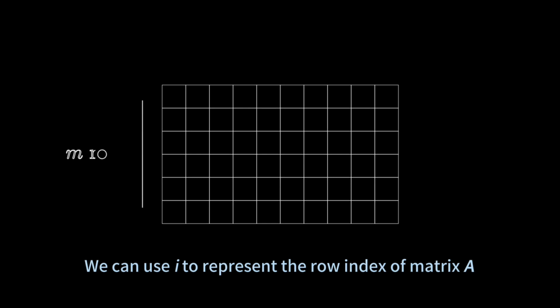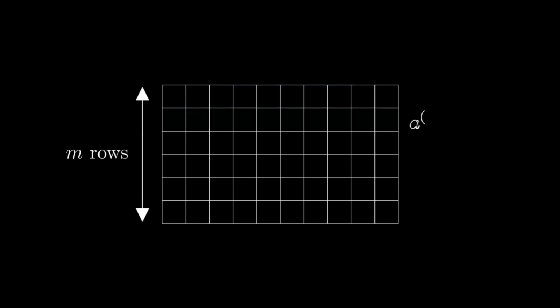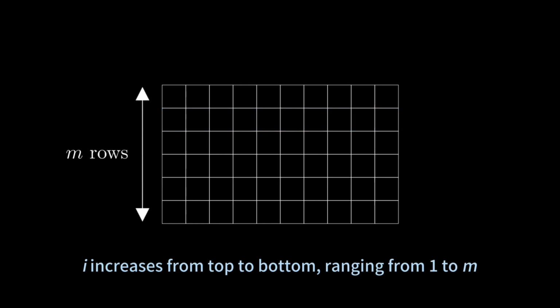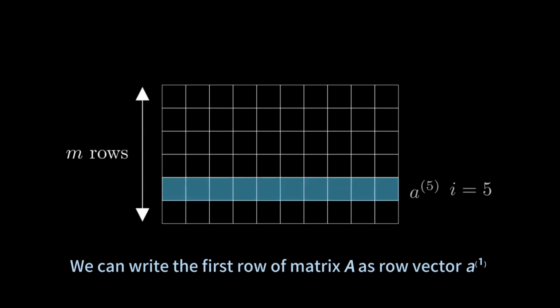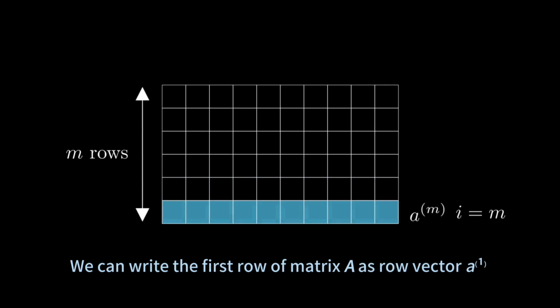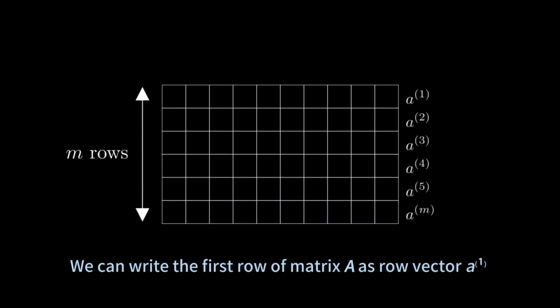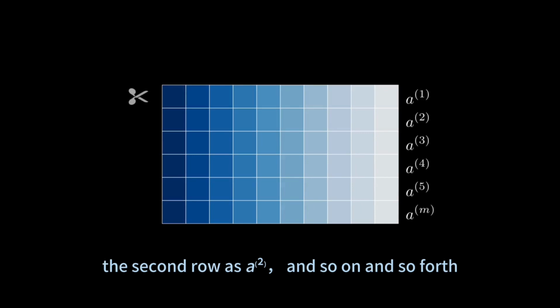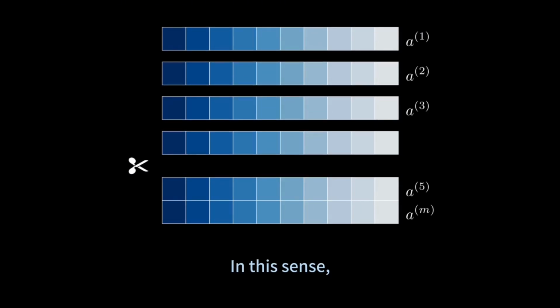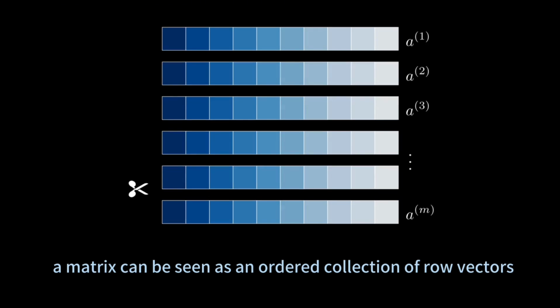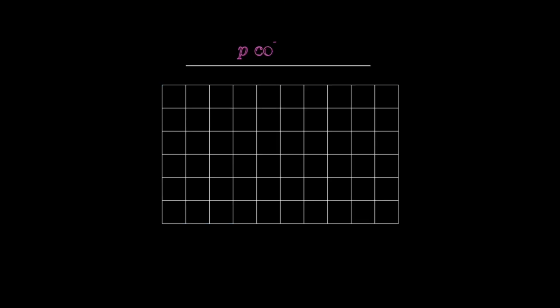We can use I to represent the row index of a matrix A. I increases from top to bottom, ranging from 1 to M. We can write the first row of matrix A as row vector A superscript 1, the second row as superscript 2, and so on and so forth. In this sense, a matrix can be seen as an ordered collection of row vectors.